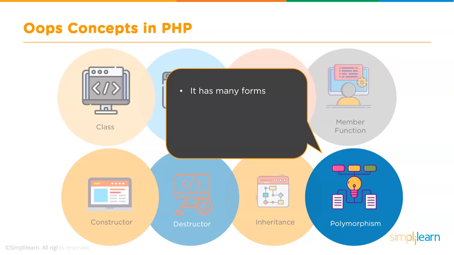So polymorphism has many forms. The same function is utilized for different purposes. It has a class with a variety of functions simultaneously sharing a common interface. So inherited methods are overridden by redefining the methods in the derived class. Now let me write the code to make it clear.